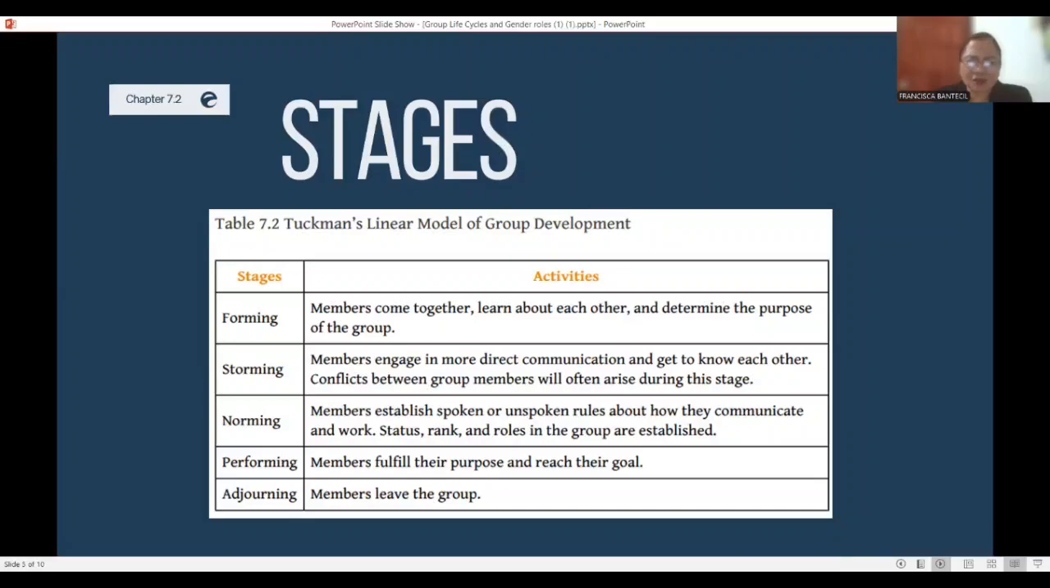Next is the performing stage. The group works effectively towards goals, with higher productivity and collaboration. Members are confident and motivated. So, meaning to say, members establish spoken and unspoken rules.